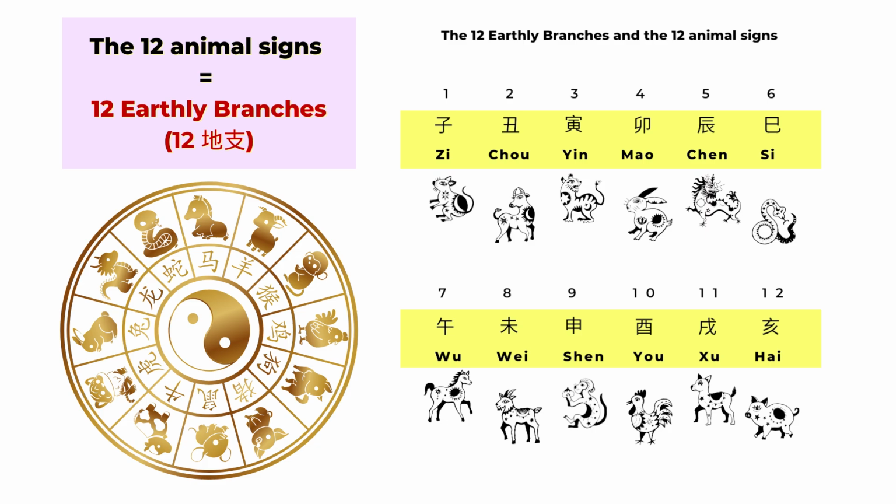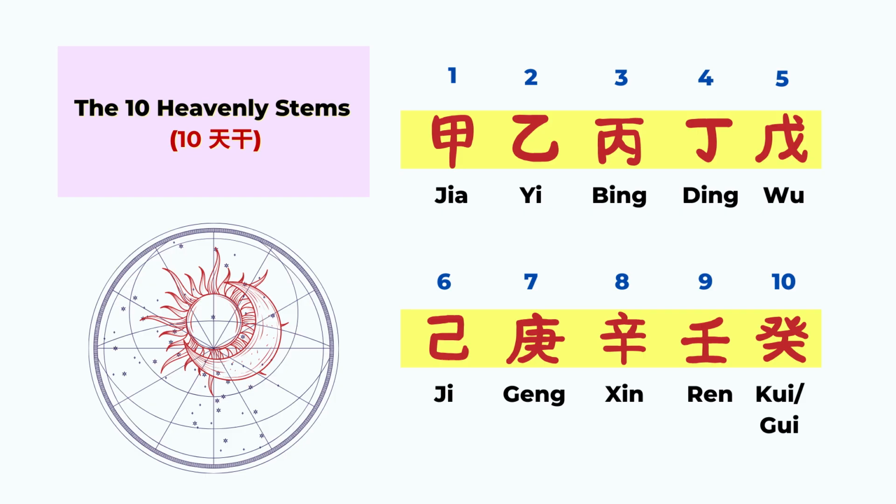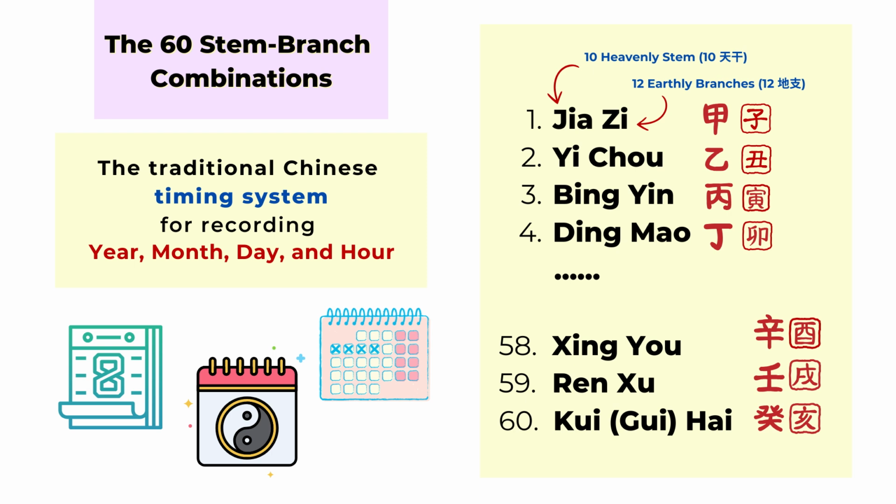Besides the 12 earthly branches, we have the 10 heavenly stems. And the combination of the 10 heavenly stems and the 12 earthly branches, we call the 60 stem branch combinations. And that's the basis of the traditional Chinese timing system for year, month, day, and hour. The first combination is Jiazi. Jia is the first one of the heavenly stems, and Zi is the first one of the earthly branches.